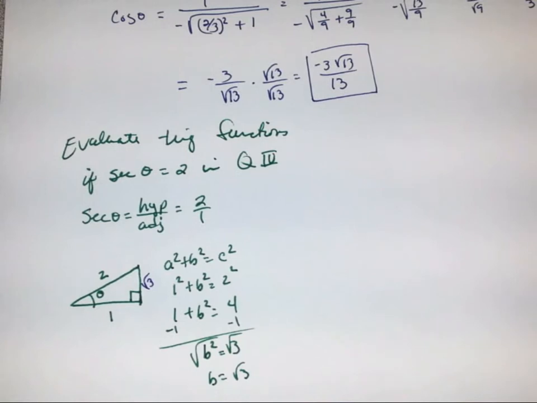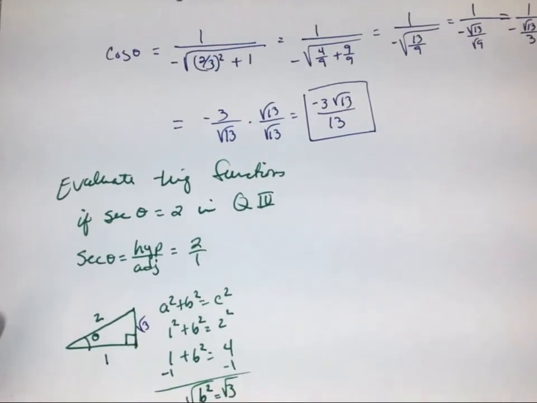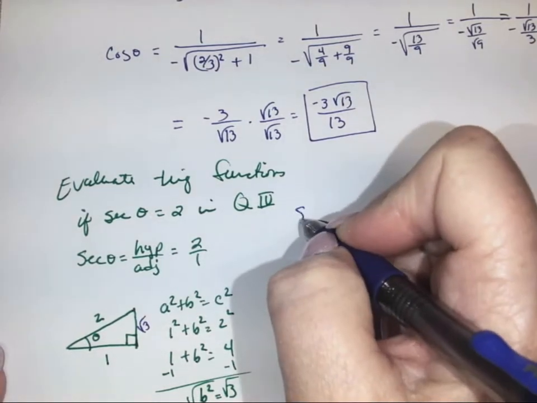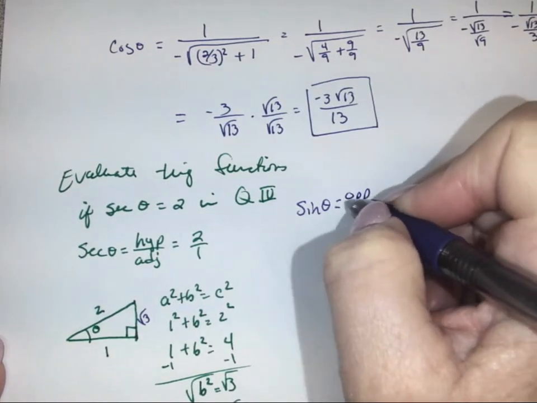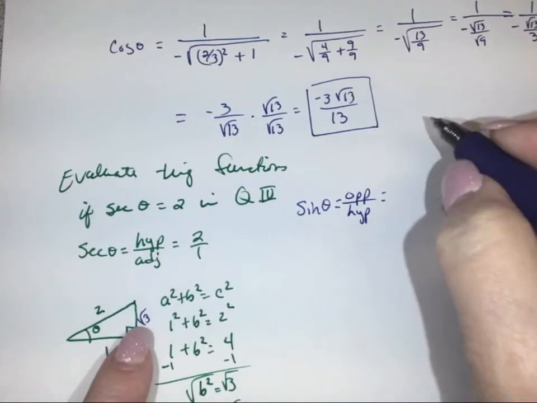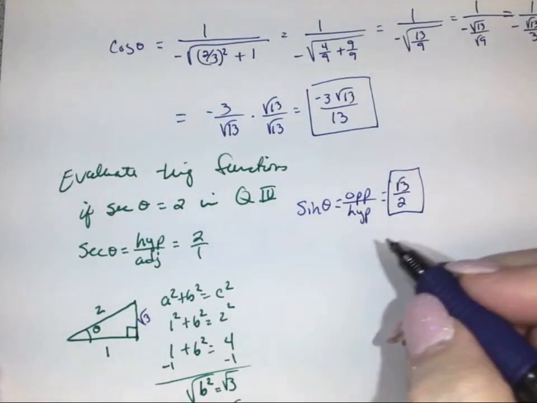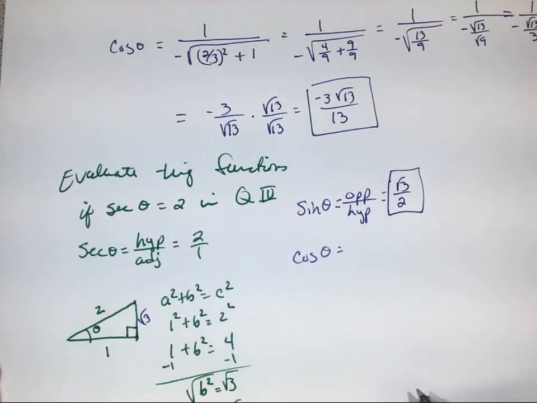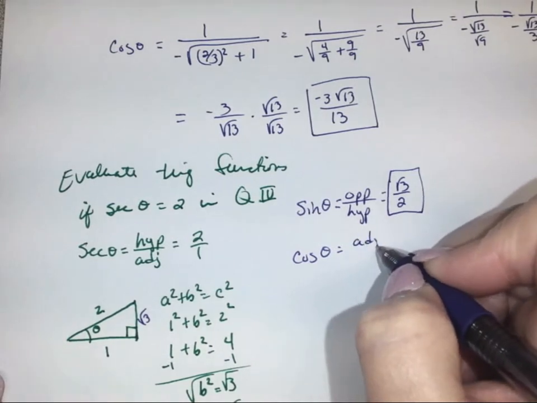So now that we've got that square root of 3, we are going to look at finding our other trig values, functions from there. So we have secant, we need to find sine. So remember that the sine of theta is equal to the opposite over the hypotenuse. So it'll be the square root of 3 over 2. And cosine of theta would be equal to the adjacent over the hypotenuse.